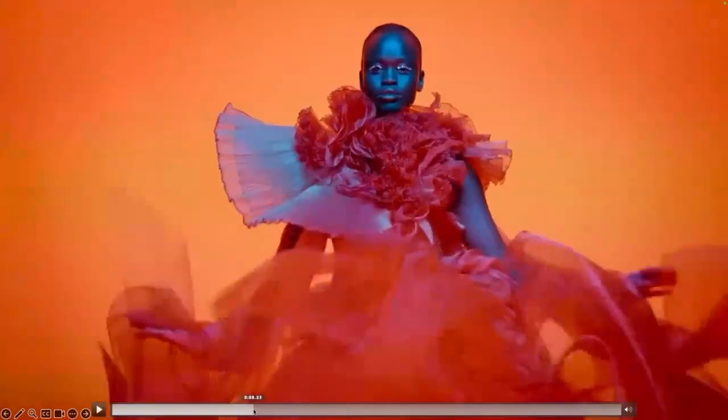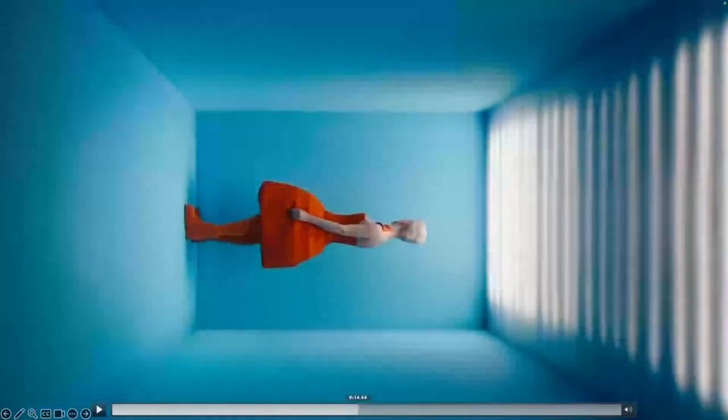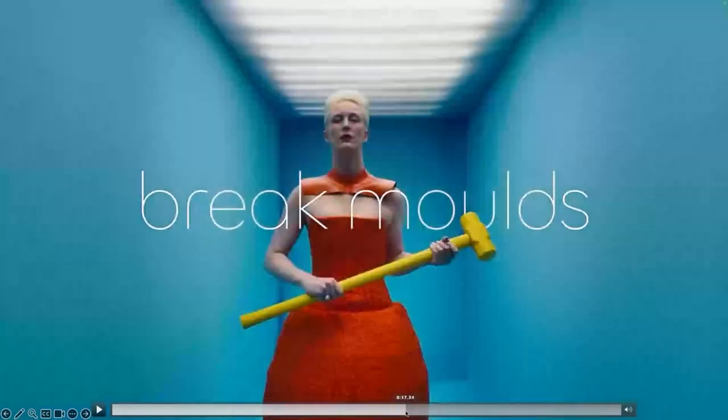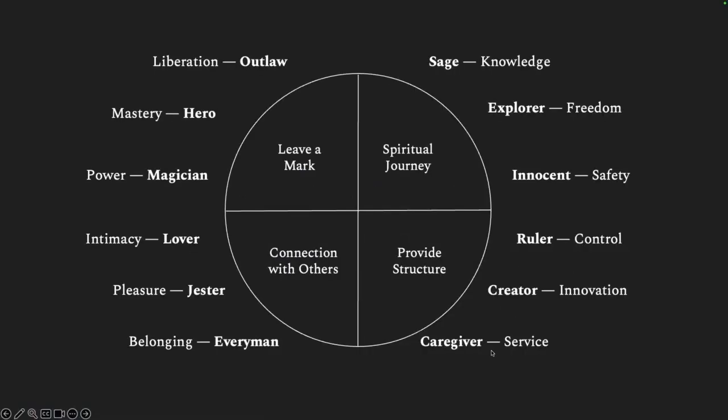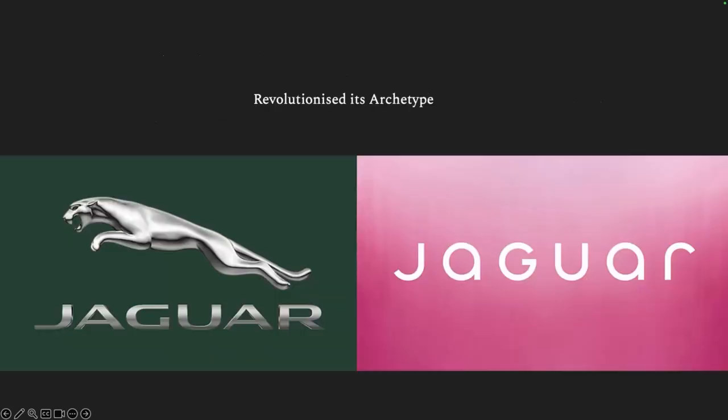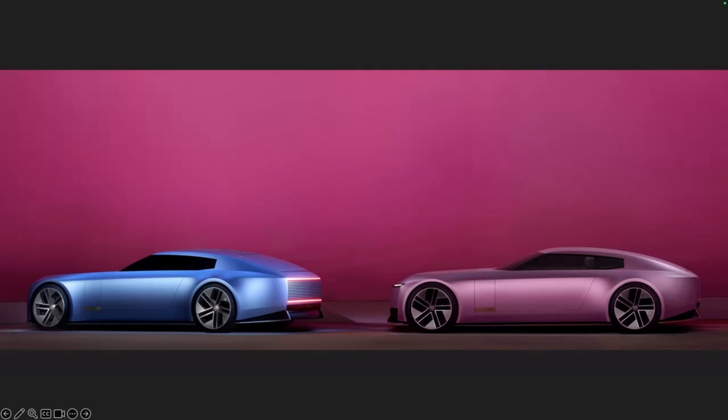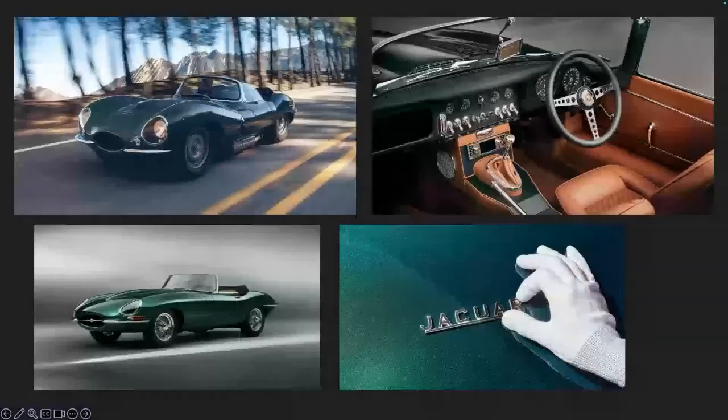Okay, the images that you see just now, right? This is their new archetype. Okay, not ordinary, outlandish, vivid, right? Break molds, right? So if I were to show you this, they almost did a 180 degree change from the ruler, right? The ruler to maybe the outlaw, right? Is totally opposite. Okay. And obviously there was a lot of backlash. These are now their cars, by the way. Right. Totally different from this.